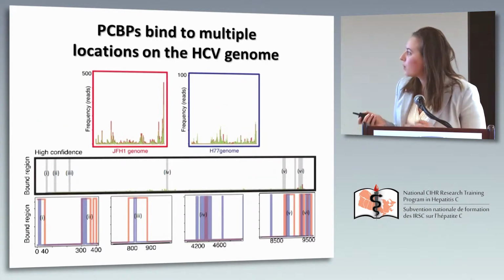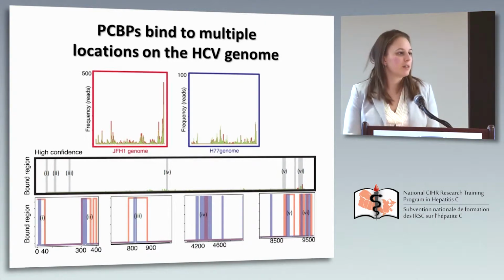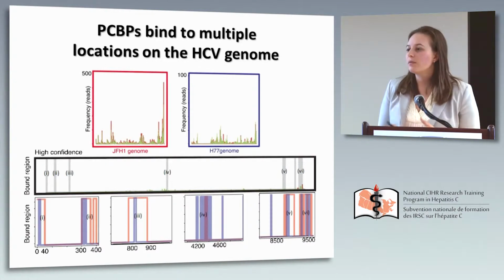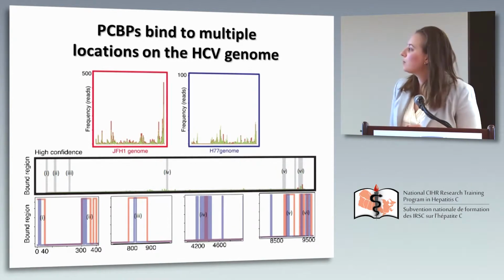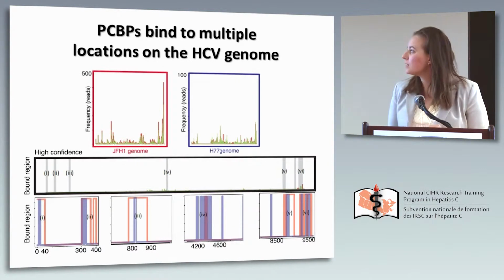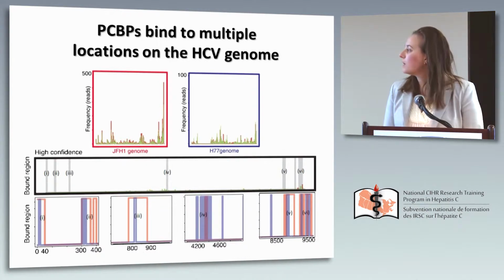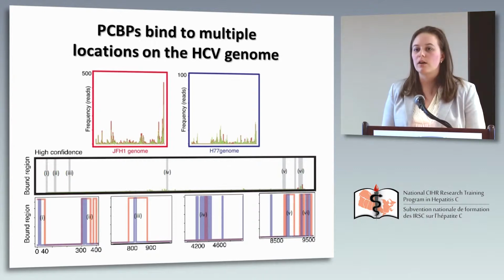So what about HCV? We did this in 2 different genotypes of HCV because we figured that binding sites that are important to the virus life cycle will be present in more than one genotype. And so we compared PCBP binding sites between the JFH1 and the H77 genomes. And we were able to identify 6 distinct binding regions in the HCV genome that were conserved between H77 and JFH1.